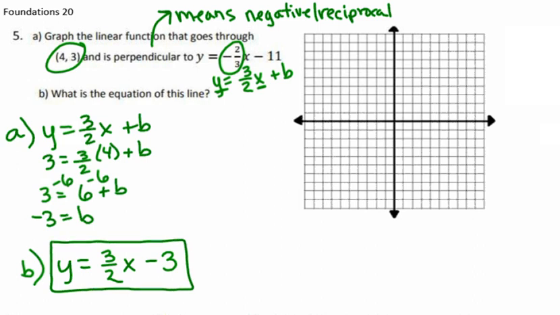We need to graph that. So our y-intercept is negative 3. And we need to go up 3 over 2. So up 3 over 2. Up 3 over 2. And connect that line.